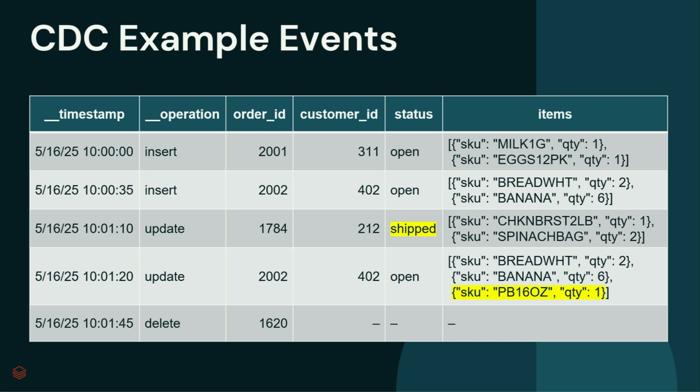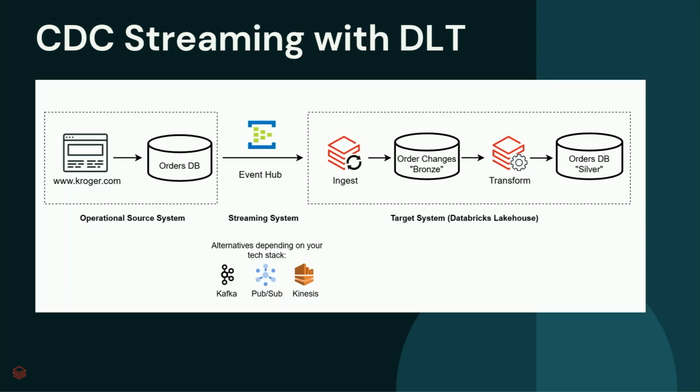Then I have a timestamp and an operation. That's not the actual data in the database, but data for the changes. So at a specific time, an insert happened, or further down, you see 2 updates. You see highlighted what changed. In one case, the status changed. In another case, an item was added. And then you see an example for a delete. So the order with order ID 1620 was deleted in this example. Good.